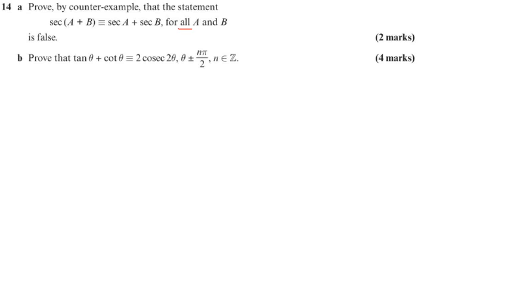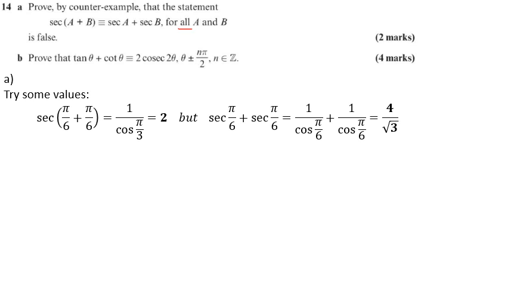And therefore we can easily calculate an exact value for the left hand side and the right hand side and show that they don't match. So that's what I've tried here. We put pi by 6 in here as both a and b.